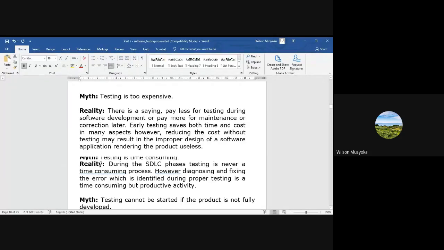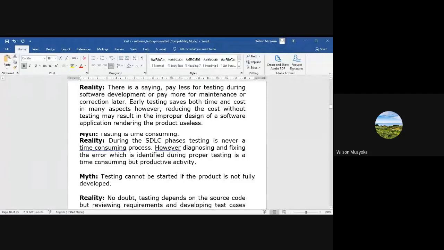Another myth is that testing is time consuming. People may say that when you are testing, it takes a lot of time. But in reality, during the software development lifecycle stages, testing is never a time-consuming process. Like we said previously, testing normally begins from the moment you have collected your requirements. You have to check and confirm that these requirements are right. Then you go to testing the design, then you test the code itself. The testing process continues together with the development process until you have your final product. So testing will not be time consuming if you ensure that in each stage of the SDLC, you test it.